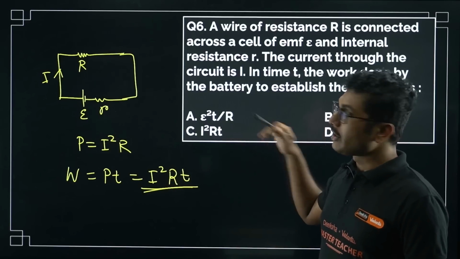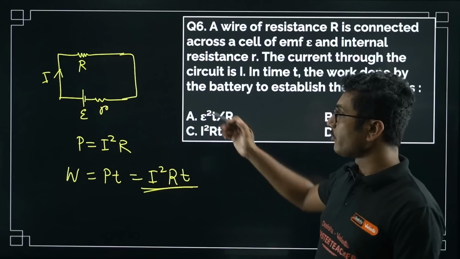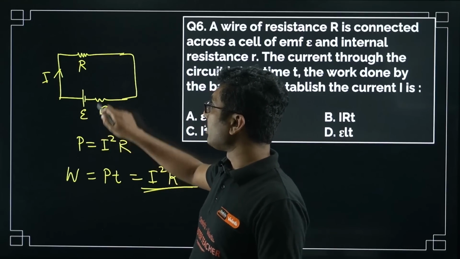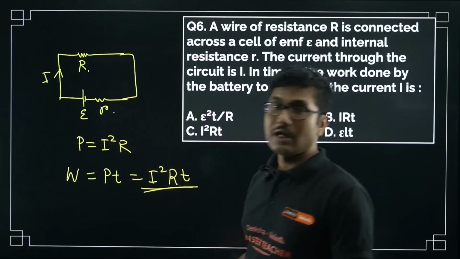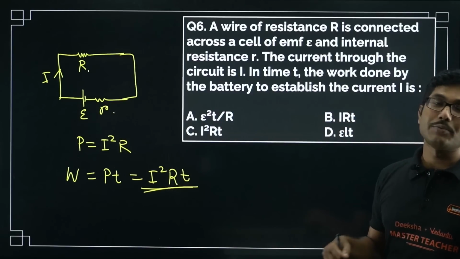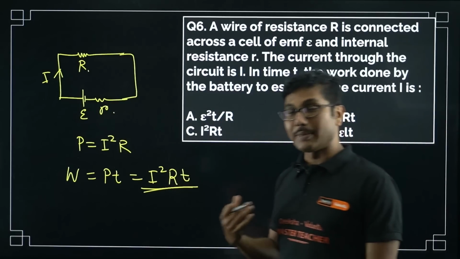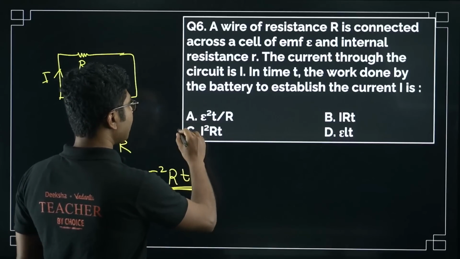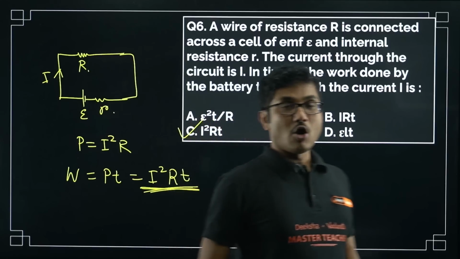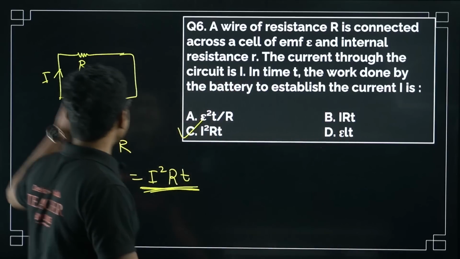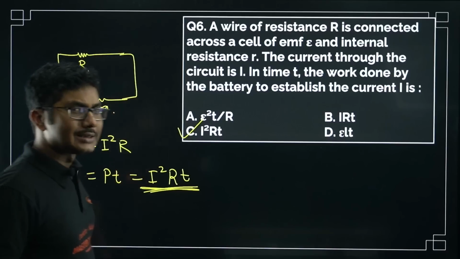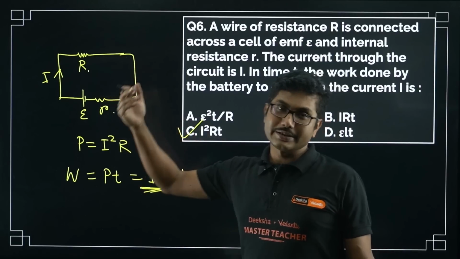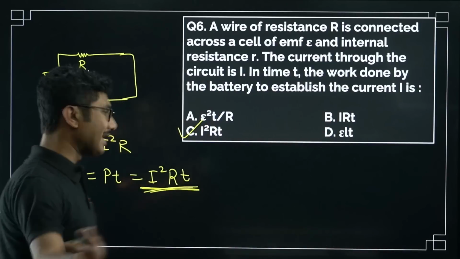Other than that, epsilon will not come in this formula, because for epsilon to work you have to first find the current. That current will be epsilon divided by R plus r. That will be complicated, and then you have to calculate the effective potential, but that is not required here. You can directly use the I square RT formula, because it is given in the options as well. If the current is given, no matter what circuit is given, it will always be I square RT. Resistance is given, current is given, you don't need anything extra.